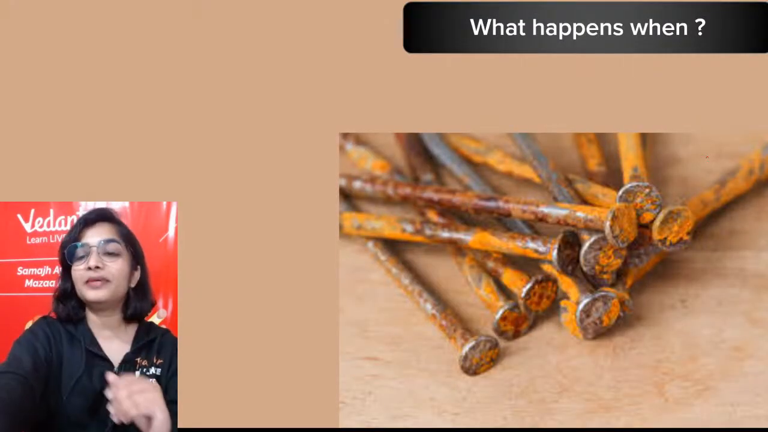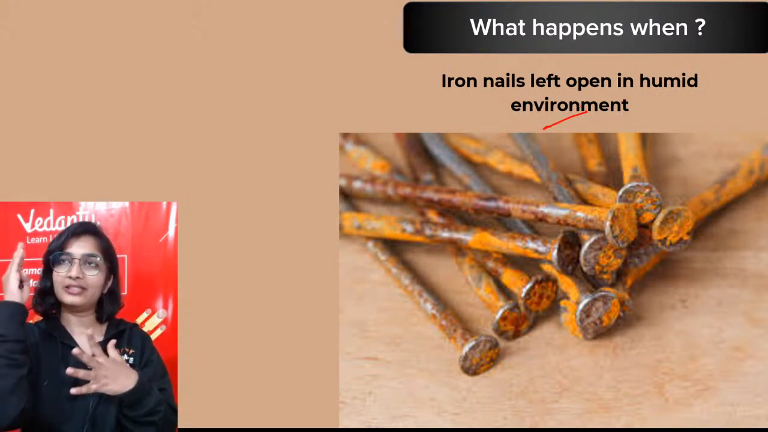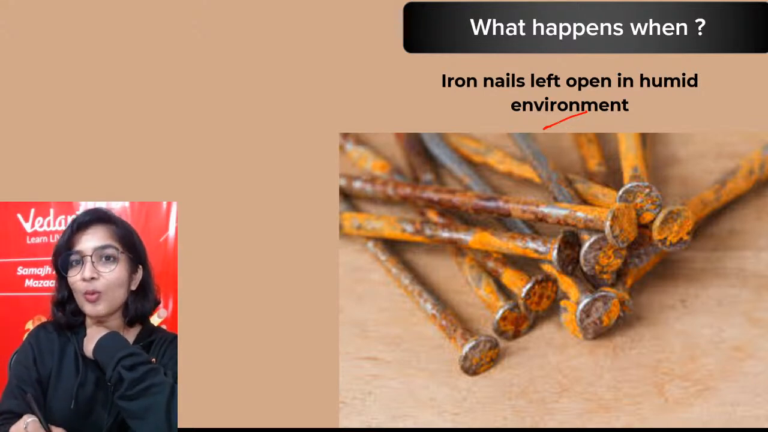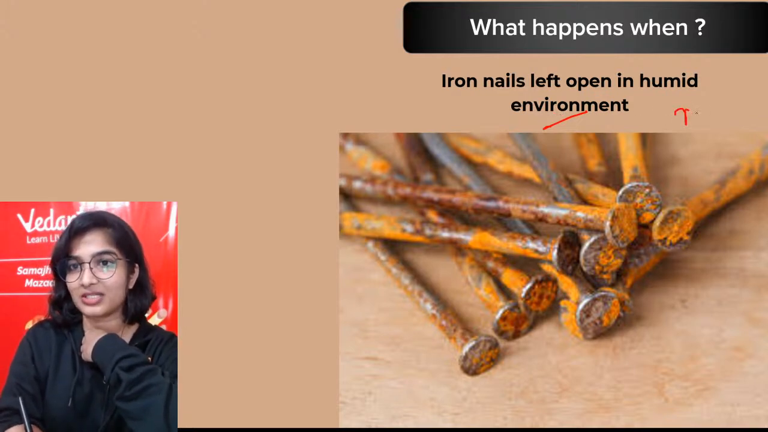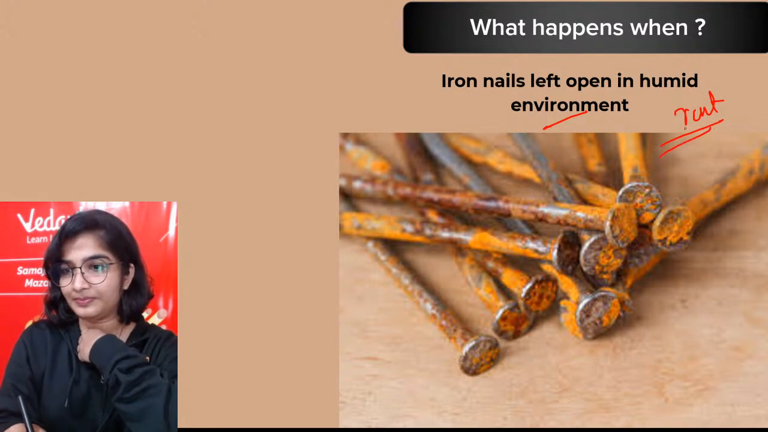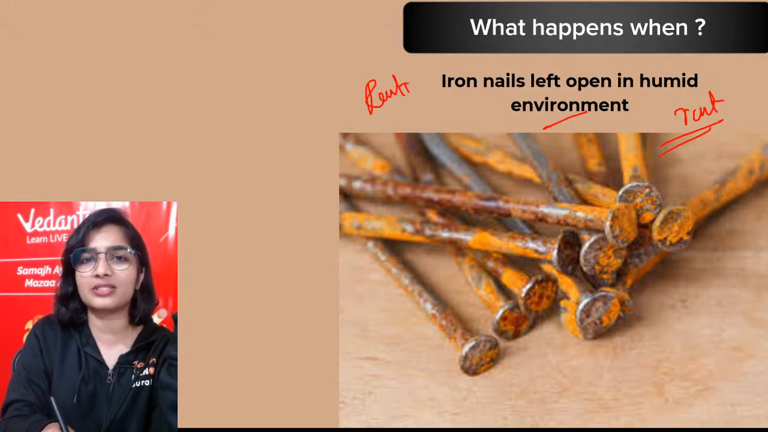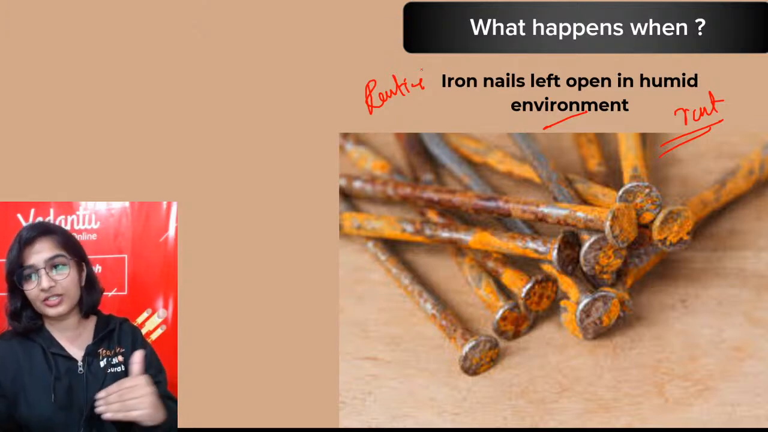Okay, so what happens when iron nails are exposed to a humid environment, that is oxygen plus moisture? What happens then? Rust is formed. It turns into brown color, and what exactly is that? Rusting. Okay, so again a new substance is formed, a chemical change, right? Iron to rust. So Fe2O3.xH2O.